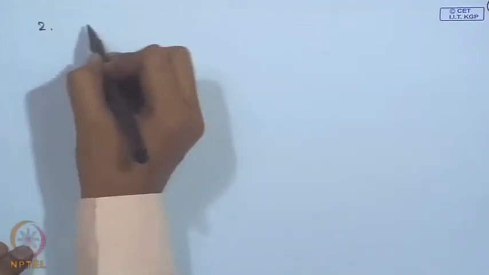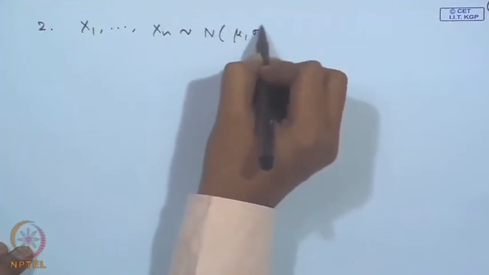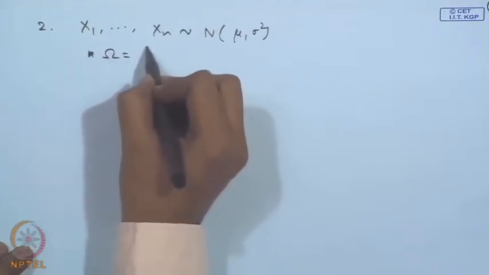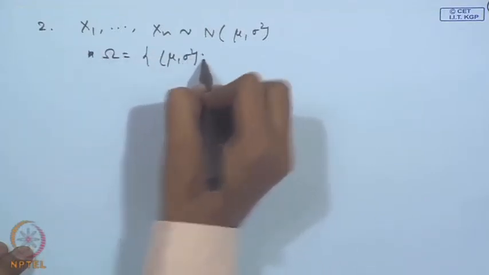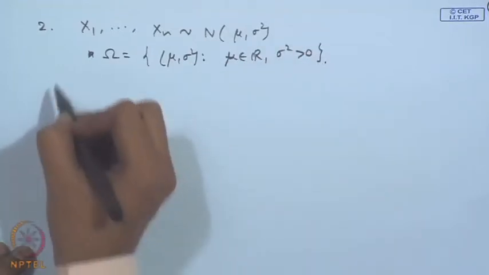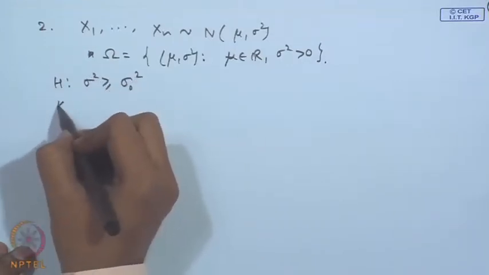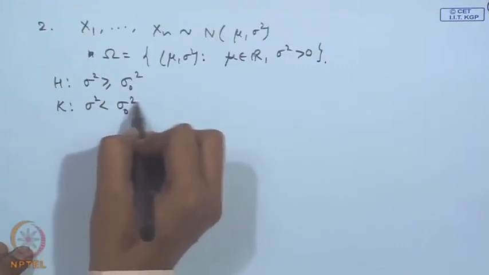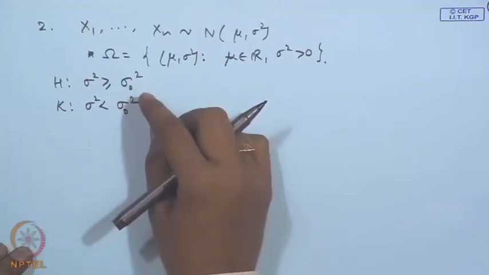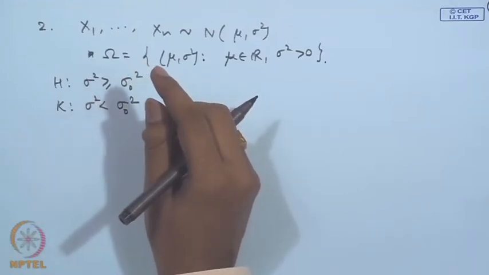Let me take another example, say x1, x2, ..., xn follow a normal mu, sigma square distribution. My parameter space omega: here mu is any real number and sigma square is positive. Let us consider the hypothesis testing problem, sigma square greater than or equal to sigma naught square against sigma square less than sigma naught square. Usually, I have considered the reverse of it, the dual problem, that is H1 versus K1. So I am taking the reverse of this for applying the invariance concept here.